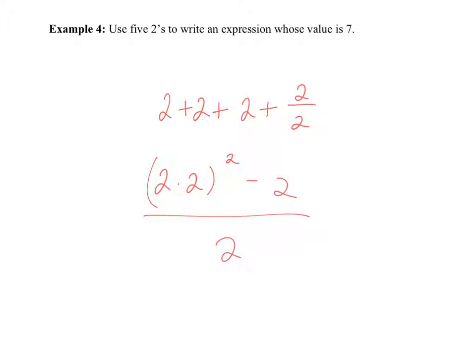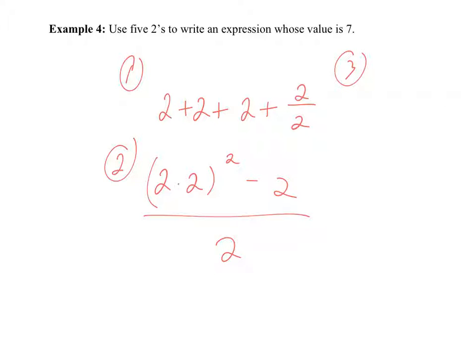Regina, go ahead. I did 22 minus, then parentheses, 2 to the 4th power plus 2 over 2. Ah, you can't use a 4. You're going to use 2s, right? I should have said using only 5 twos. Yeah, no other numbers. Good. But it's creative, I like it.